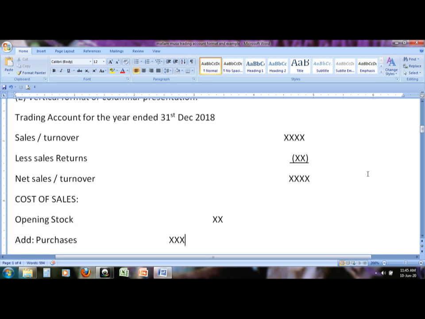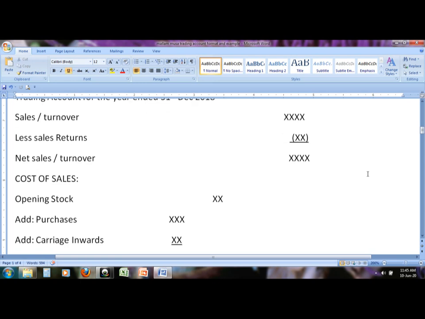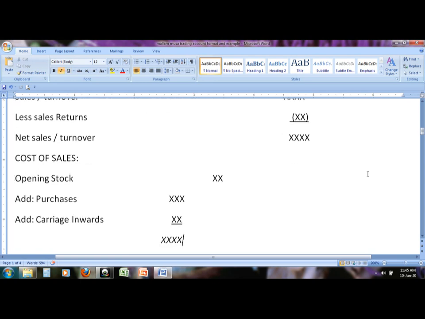So after that, we are moving on to our cost of sales. The items under the cost of sales are opening stock, purchases, carriage inward, returns outward, goods withdrawn, goods destroyed, goods stolen, and closing stock. All these are items under our cost of sales. Under it, we have our opening stock written, purchases on a separate line, and carriage inward. The carriage inward should be added to purchases.